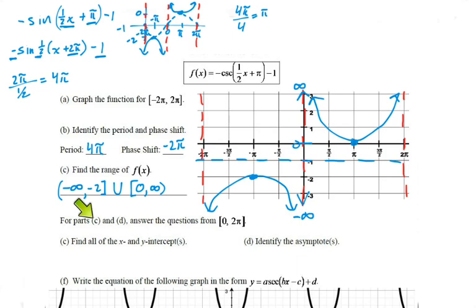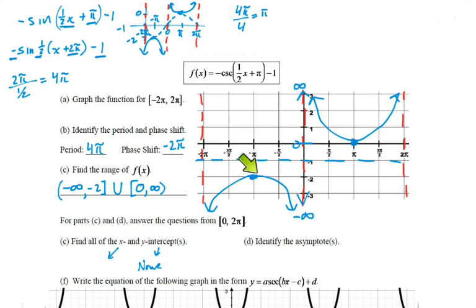For parts C and D, answer the questions from 0 to 2 pi. So now we're only considering from here to here. Okay, we don't care about the rest of the graph. Find all the x and y intercepts. Ooh, well, we know there's no y-intercept, right? Because we have an asymptote right there. So for the y-intercept, I'm going to say none or does not exist, whatever you want.